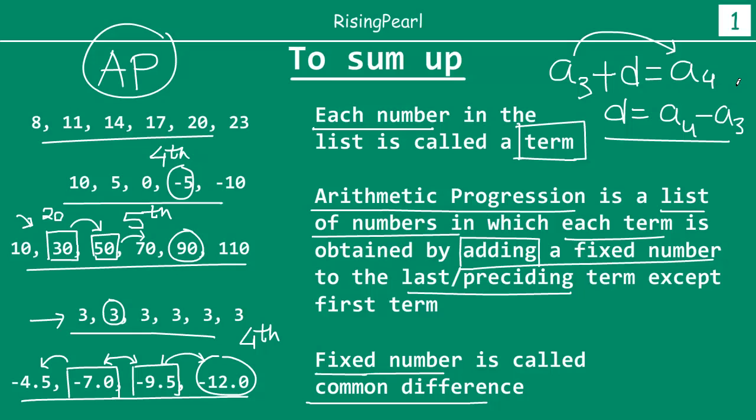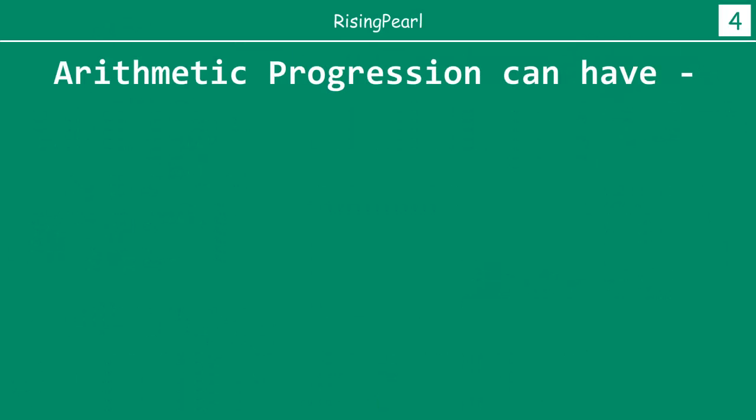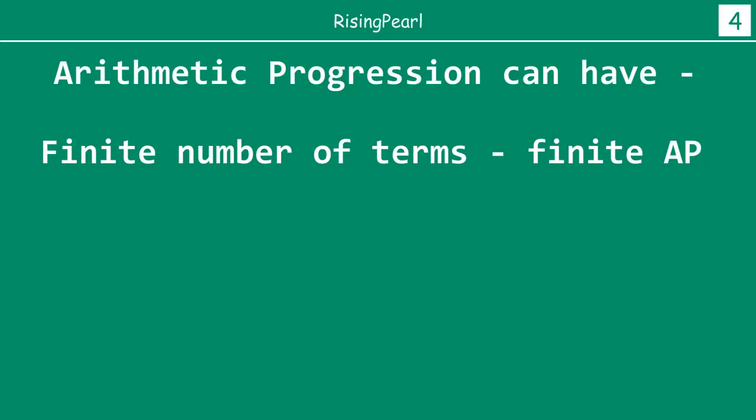So friends, now that we have understood, the first term is always represented by lowercase letter a, the common difference is always represented by lowercase letter d, and subsequent terms are represented by a with a subscript that indicates the term number. Now it's important to note that any arithmetic progression can have a finite number of terms. All the examples that we have looked at have a finite number of terms, like 5 terms, 6 terms, 7 terms or 4 terms.